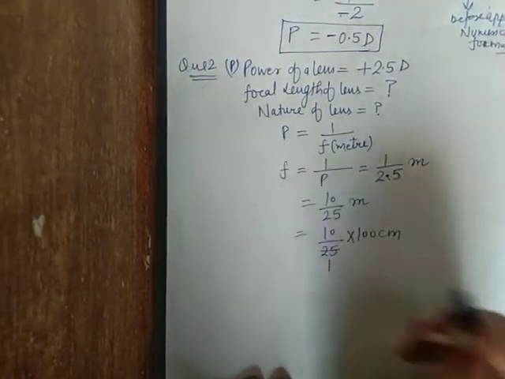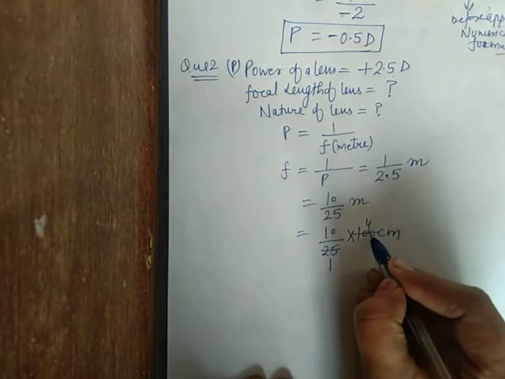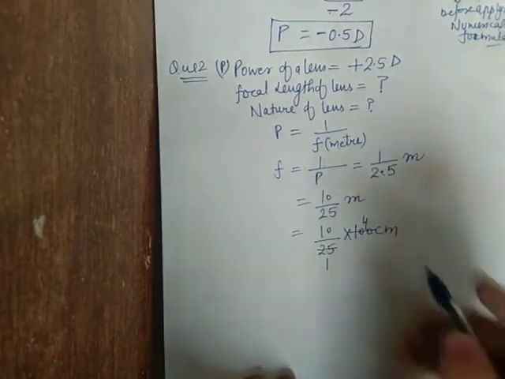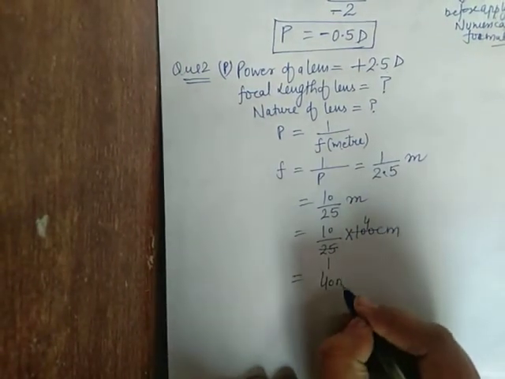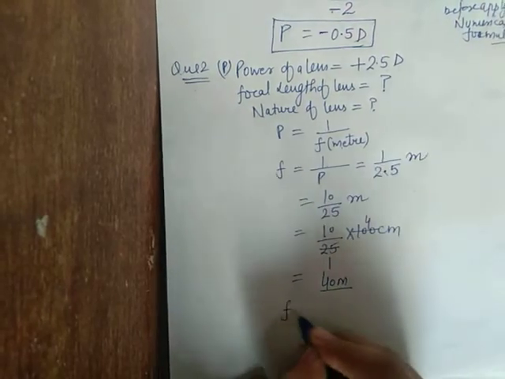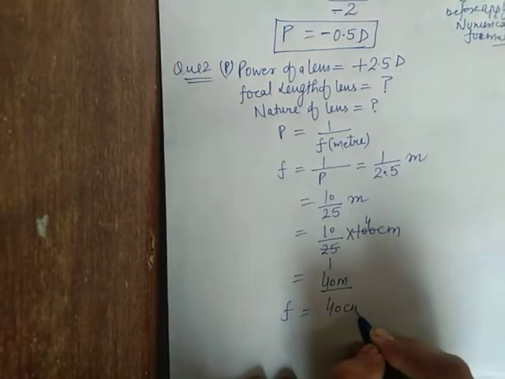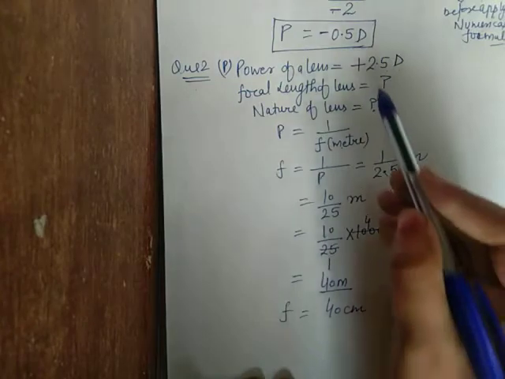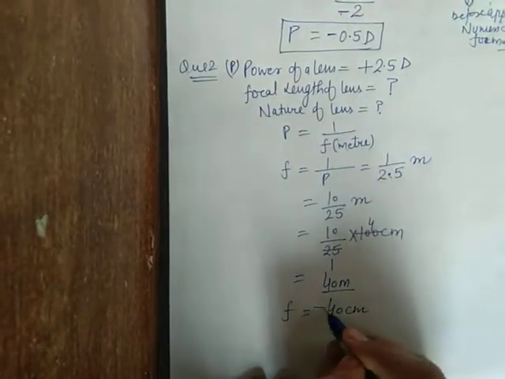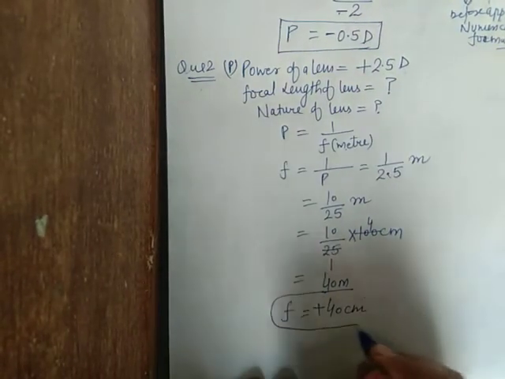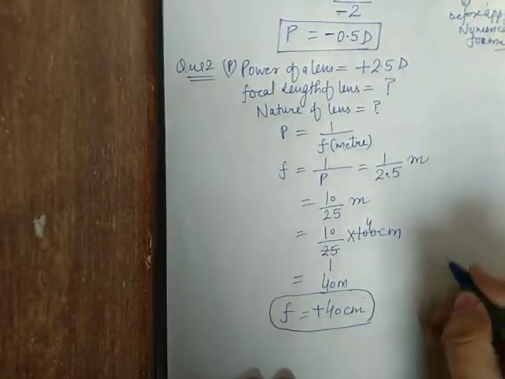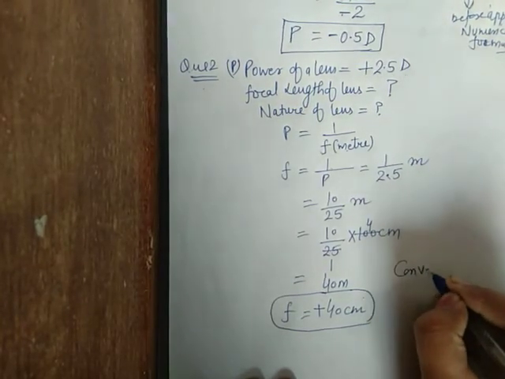Now 25 ones are 25, 25 fours are 100. Now 10 fours are 40. So what is the focal length? Focal length of the lens is 40 centimeter, and power is positive, so focal length will be positive. And name the lens which is having positive power. Positive power is for the convex lens.